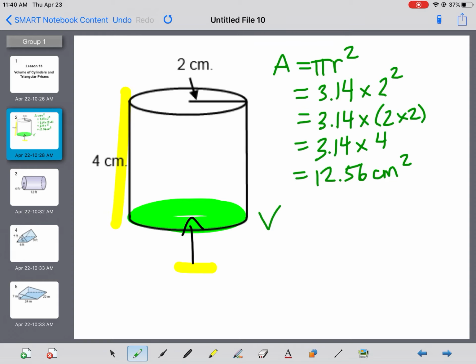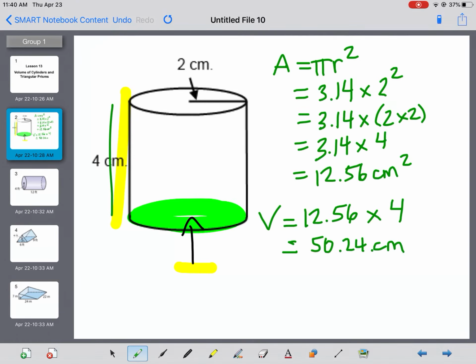Now the last step for finding the volume of a cylinder is to take that measurement, 12.56, and multiply it by the height of the cylinder. In this case, the height is 4 centimeters. So you simply multiply those together. You end up with 50.24 centimeters cubed. Remember, volume, you have to use centimeters or units cubed. And there you have it. That's your final volume for the cylinder. So much simpler than finding the surface area of a cylinder, really only 2 steps. You find the area of the circle or the circular base, and then you simply multiply it by the height.